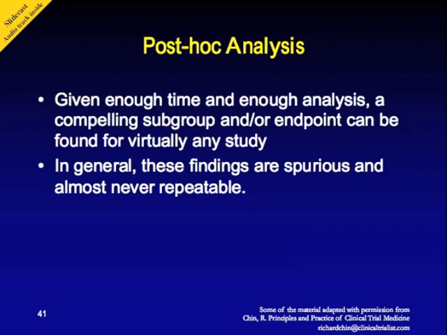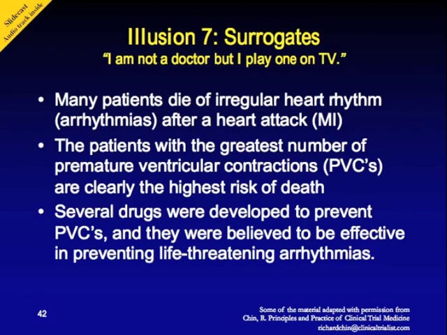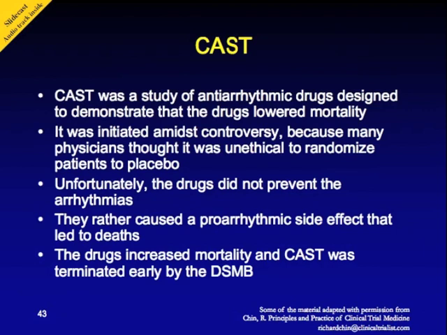The seventh illusion is surrogates. And there is a famous study called the CAST study. This is a study of patients who had MIs, and it was noted that the patients who had the greatest number of these irregular ventricular contractions, PVCs, were at the highest risk of sudden death after an MI. So several drugs were developed that did a beautiful job of cleaning up these PVCs and were thought to reduce mortality post-MI.